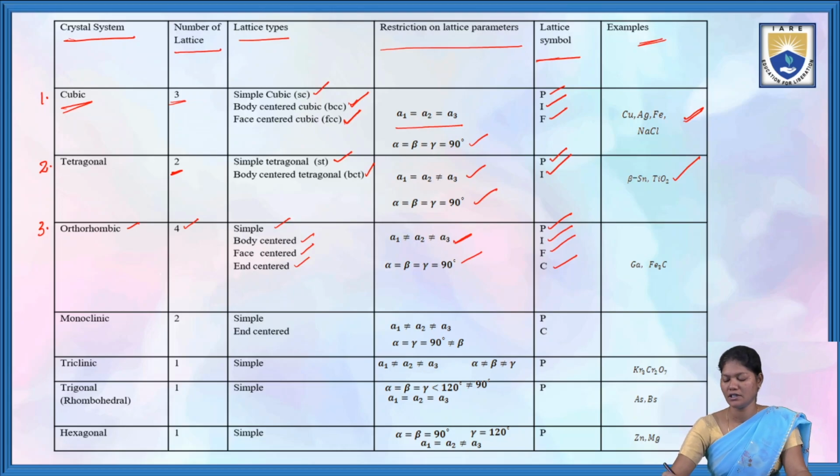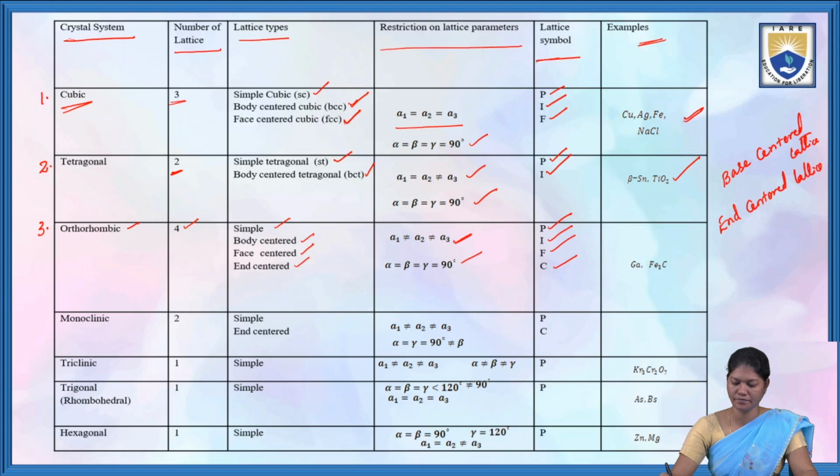So we can call it base centered lattice, or we can also call it end centered lattice. Both are the same. So here we can take examples of gallium, Fe2C.